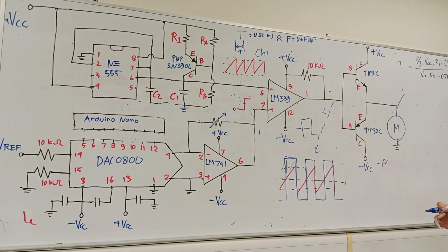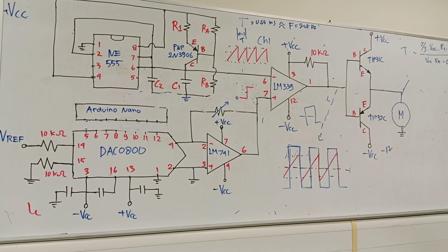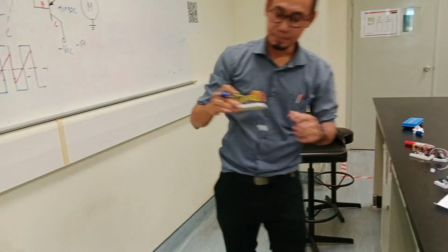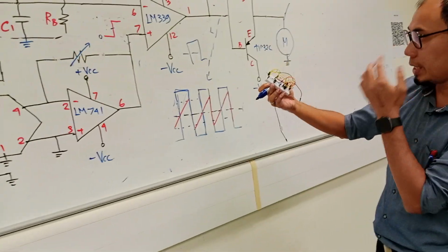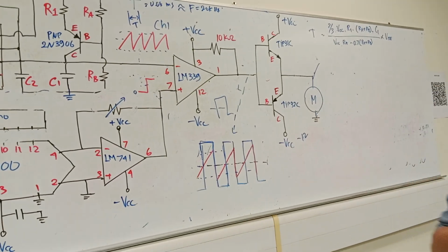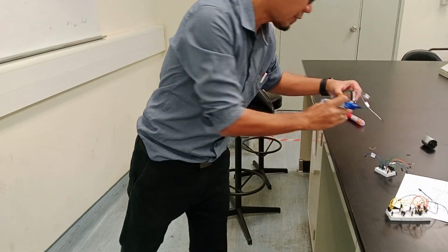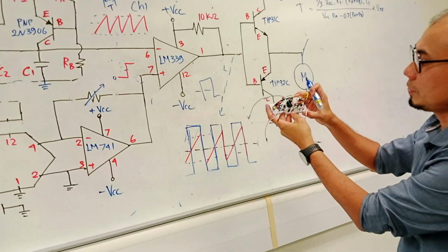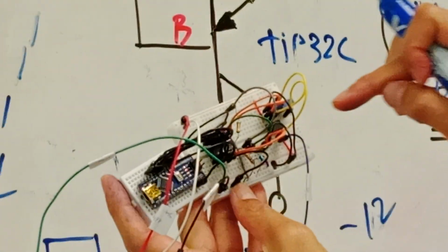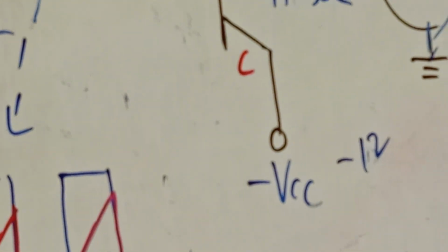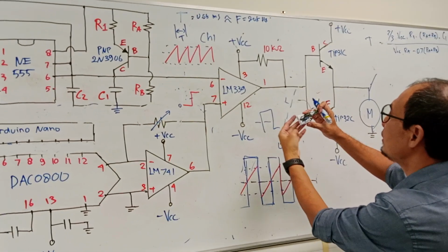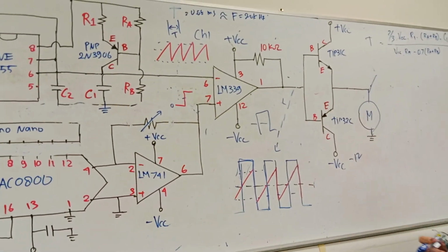I have also already drawn this and uploaded it to our Blackboard system, and also already have this circuit for your benchmark. This is part number one, the NE555 timer with the transistor. And this is part number two. You can see from here there's the Arduino Nano, also the DAC0800, and also the op-amp LM741. And then the third part is the LM339 comparator here, and also the push-pull amplifier.